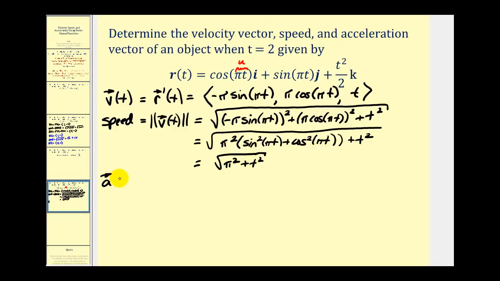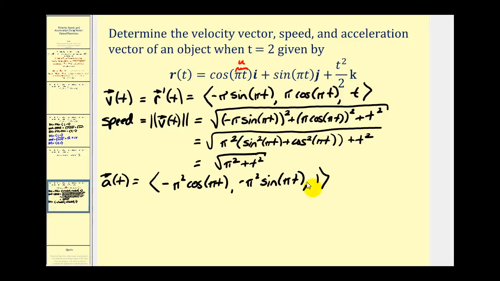Now to find the acceleration vector valued function, we need to find the derivative of the velocity vector valued function. Well, negative pi is a constant, and the derivative of sine pi t is going to be cosine pi t times pi. So we're going to have negative pi squared times cosine pi t. And then the derivative of pi cosine pi t is going to be pi times negative sine pi t times pi. So we have another negative pi squared sine pi t. And the derivative of t would be 1.